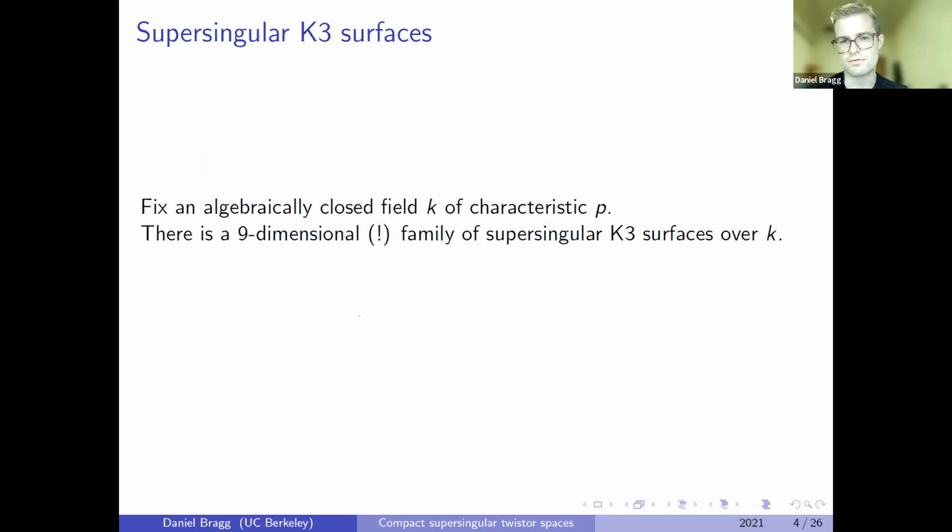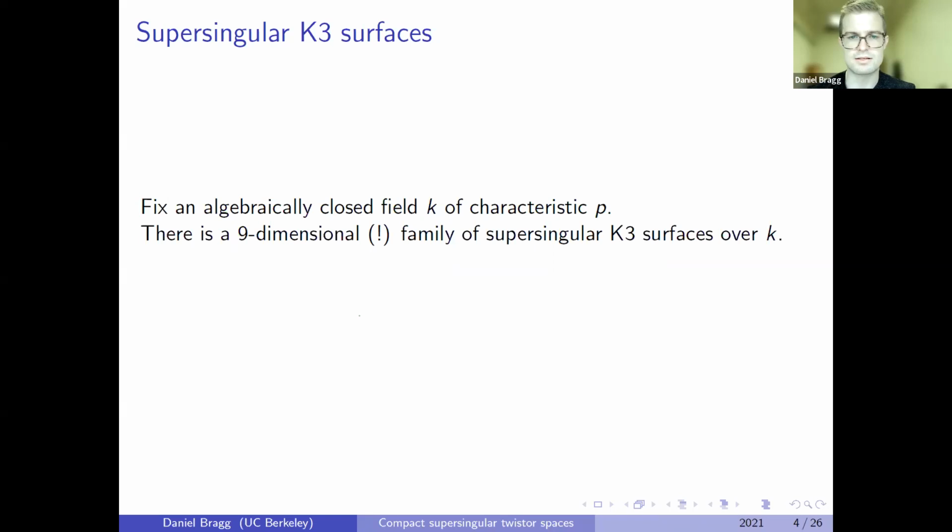If you're used to the theory over the complex numbers, as the Picard rank of the K3 surfaces gets bigger, the deformation space gets smaller. So when you get to singular K3 surfaces with Picard rank 20, they have discrete moduli. But somehow when the Picard rank is 22, that's not true at all. Now all of a sudden there are big families of these things.